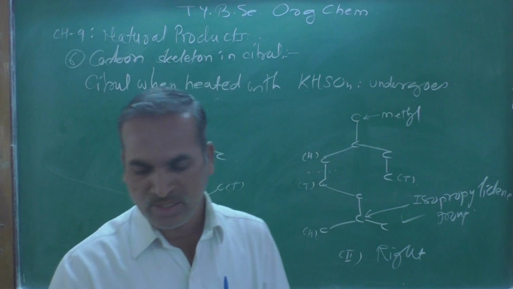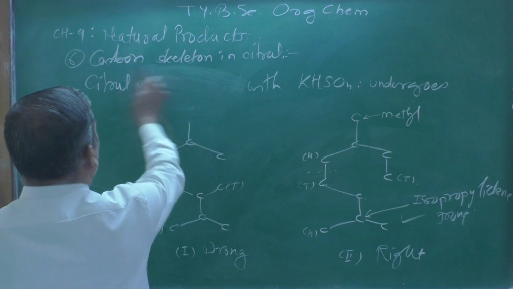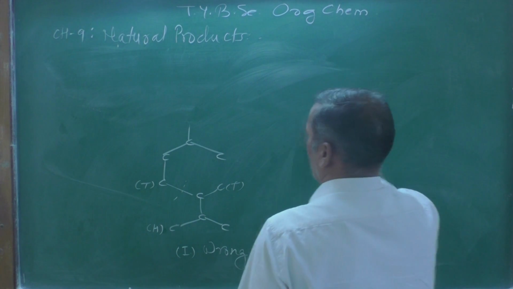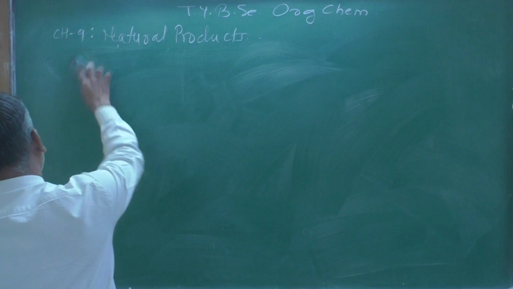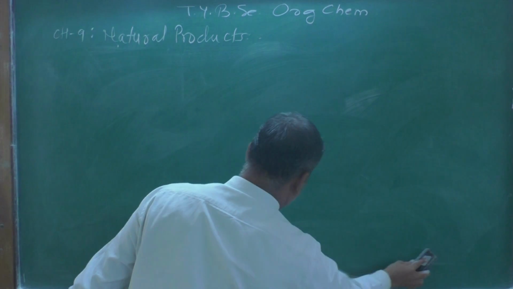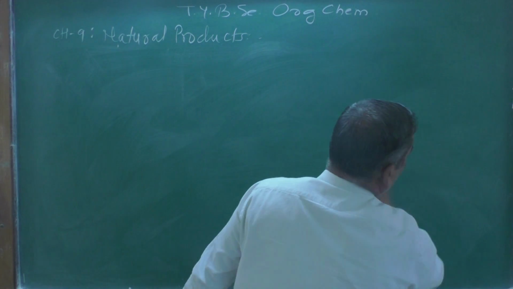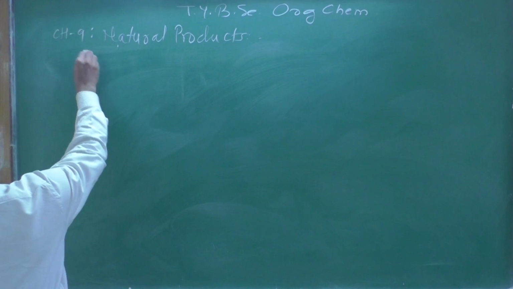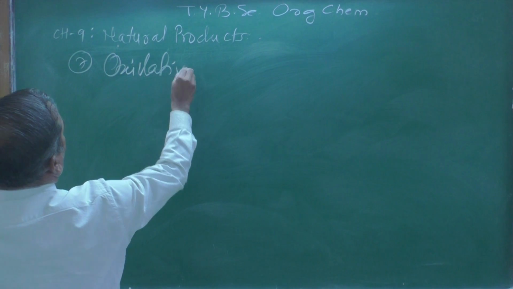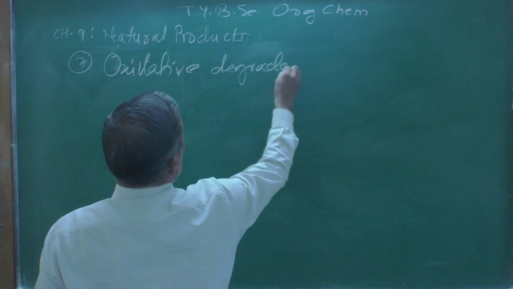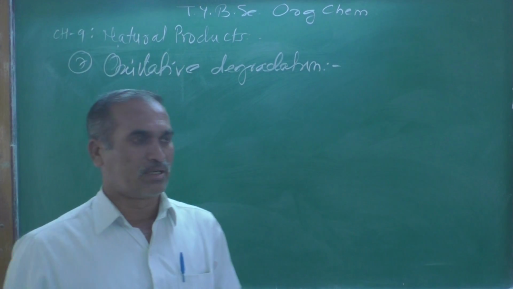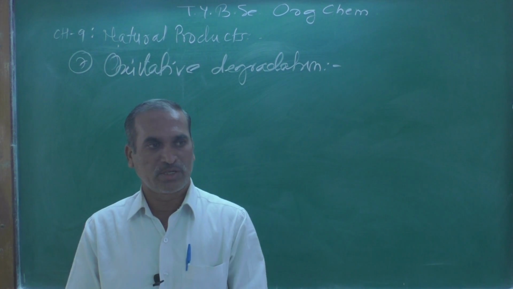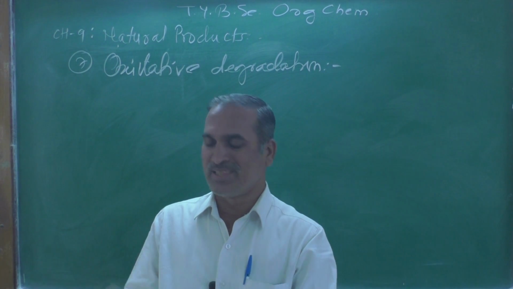So let's see, the seventh one is the oxidative degradation reaction. Point 6 we have just now discussed. We have found out the carbon skeleton present in the citral. So how will you prove the presence of this carbon skeleton in the citral? By oxidative degradation. The 7th point is oxidative degradation, it is one of the methods. If you study the degradative products, we can find out the position of the double bond present in the unknown compound, specifically in this case the citral.